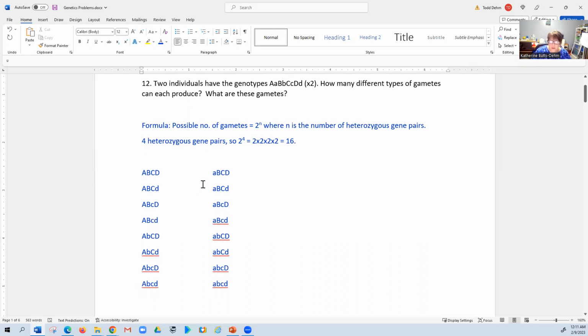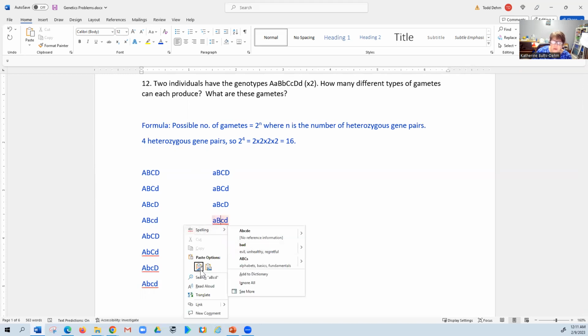And then it asks you to write down what they all are. What are they? For me, this took a while. It took a while to figure out a system to do this.